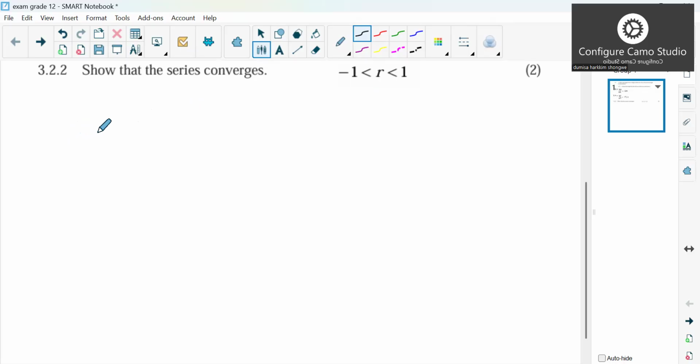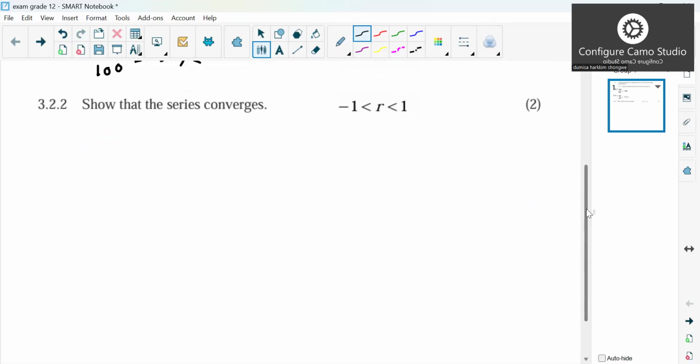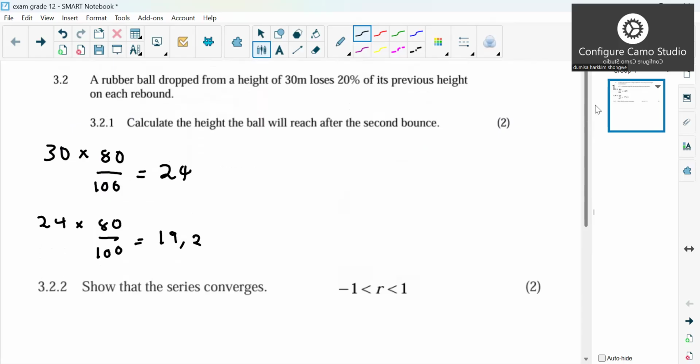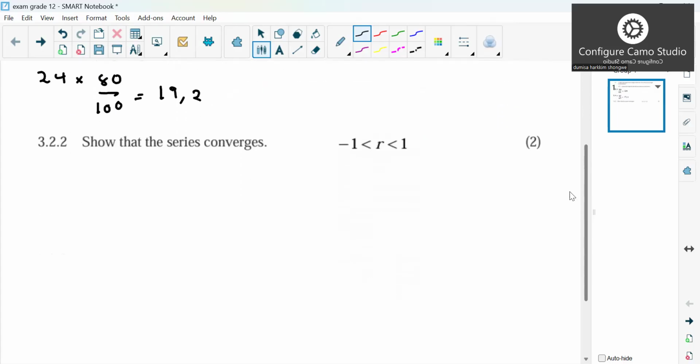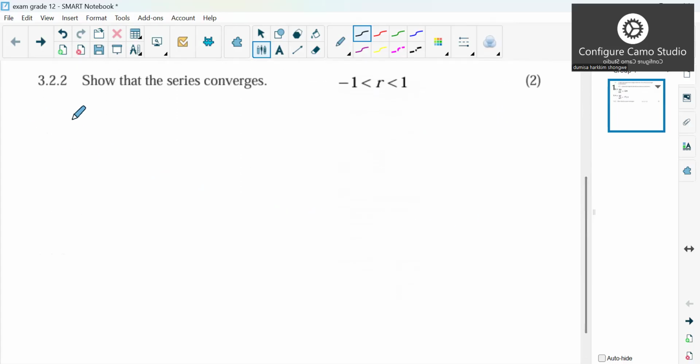So from what we got yesterday, we got our pattern. Let's do a quick preview so that we remind each other what the pattern was. What was the initial? It was 30. So we start with the initial drop of the ball being 30, then we had 24, then 19,2. By the way, it's a series, and I'm using plus instead of dots. So it's 30 plus 24 plus 19,2 and so on. So this is a series.